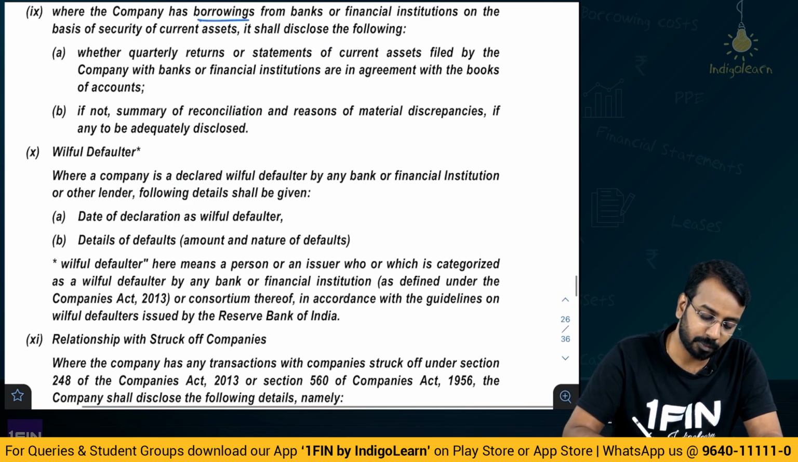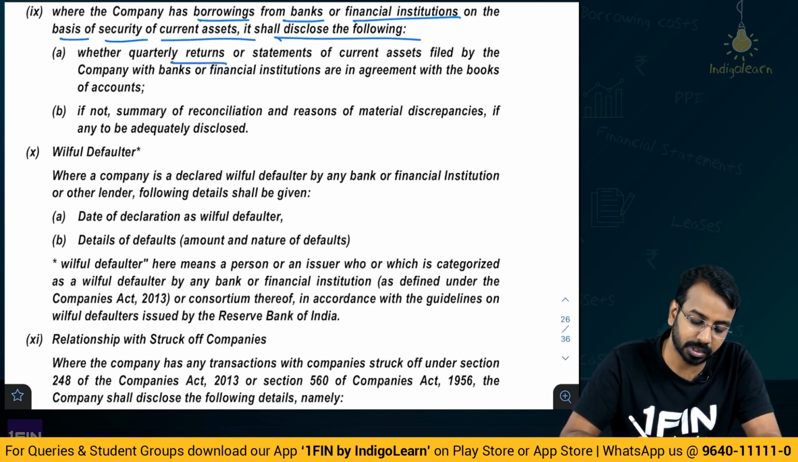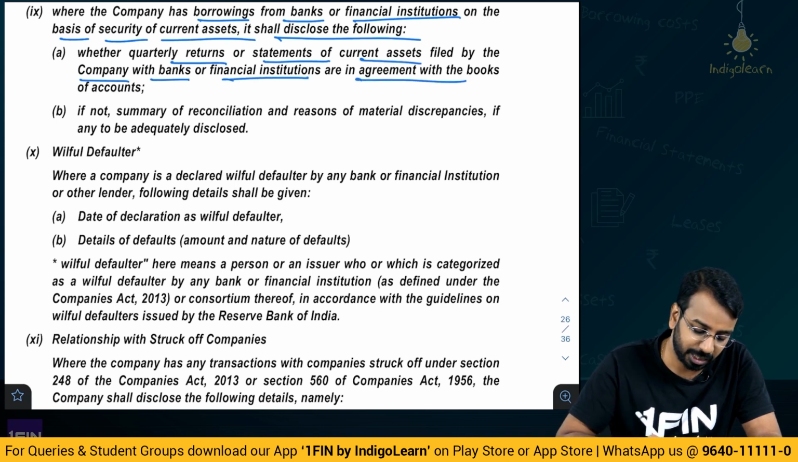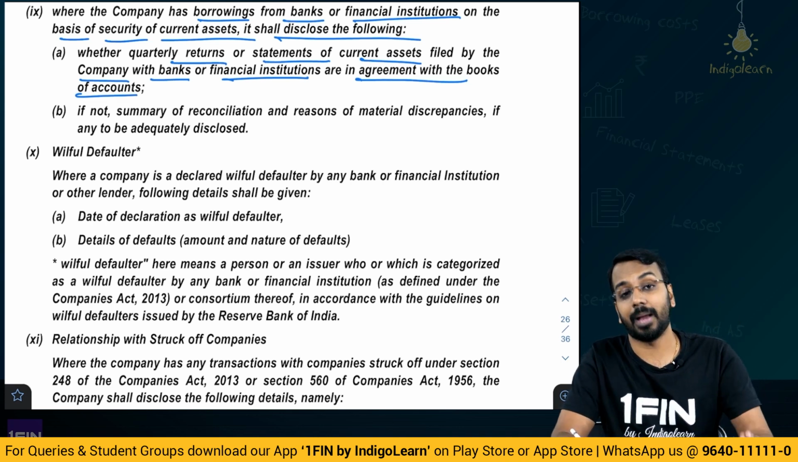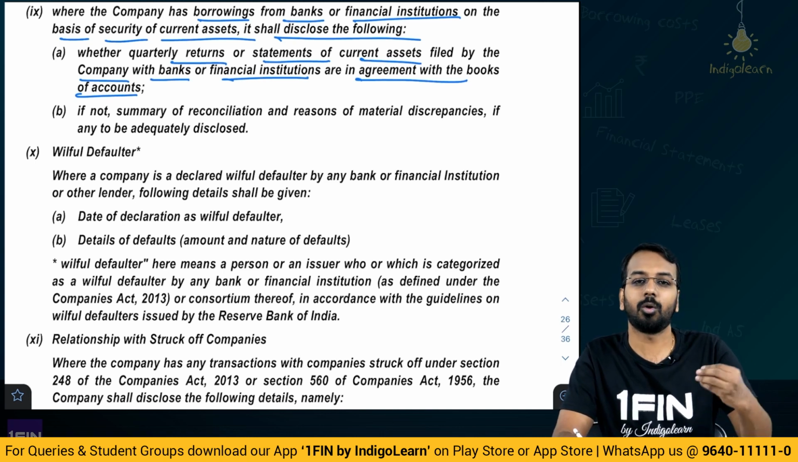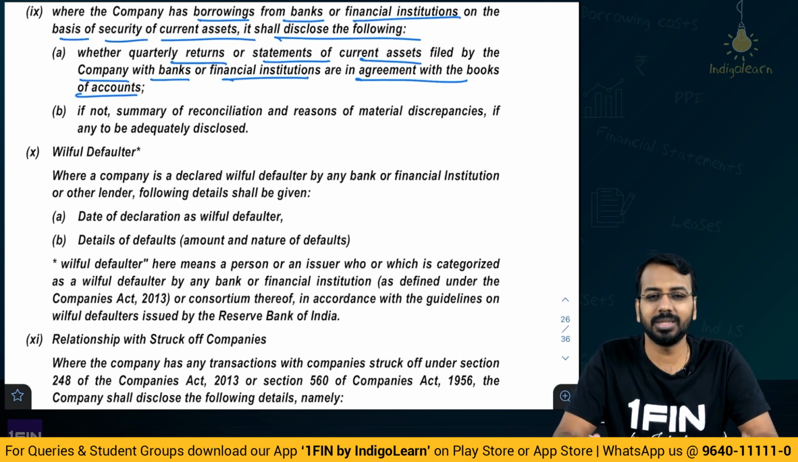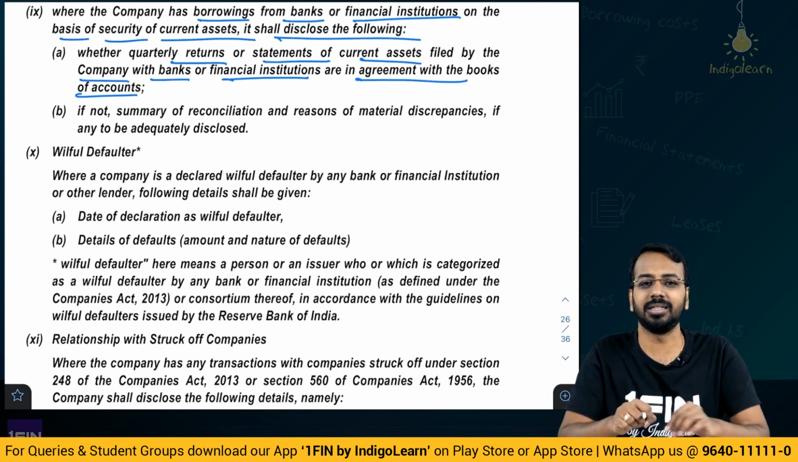Where the company has borrowings from banks or financial institutions on the basis of security of current assets, it shall disclose the following. Whether quarterly returns or statements of current assets filed by the company with banks or financial institutions are in agreement with the books of account. Now, this is a peculiar case where they are saying there is a borrowing from a bank. When you borrow money from the bank, the bank asks you to submit a quarterly statement of inventory, debtors and all of that. A lot of companies randomly prepare some statement and send it. You will also realize when you start working, they just somehow try to tally and then say, okay, this is the inventory, this is the debtor.